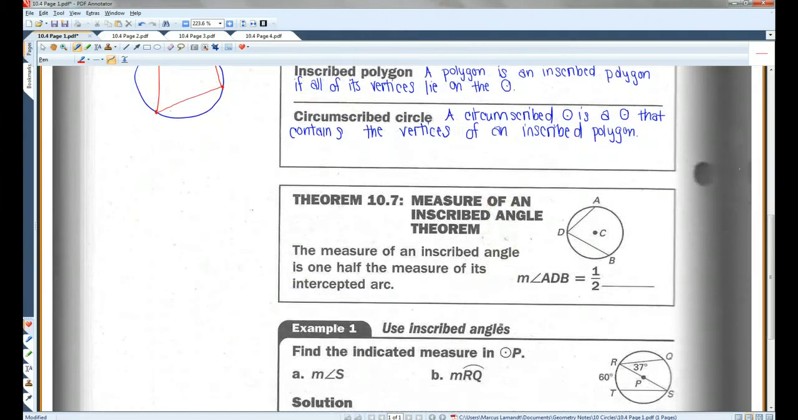Theorem 10.7. Let me go back to blue. The measure of an inscribed angle is 1/2 the measure of its intercepted arc. So, in this case, the measure of angle ADB is 1/2 the measure of arc AB. Please don't get this confused with central angles. Central angles, if the vertex is on the center, equal the same measure as the arc. But if the angle is inscribed, it's half.